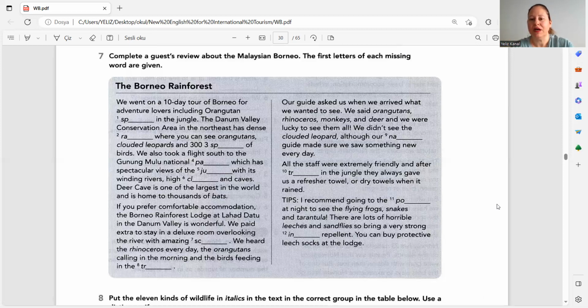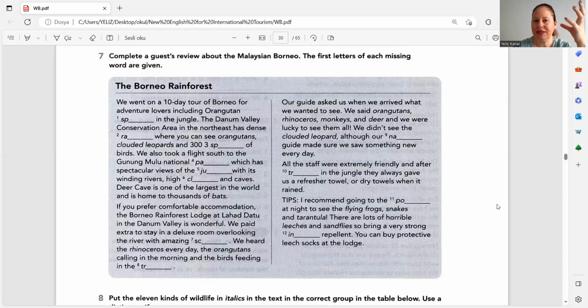Our guide asked us when we arrived what we wanted to see. We said orangutans, rhinoceros, monkeys, and deer, and we were lucky to see them all. We didn't see the clouded leopard, although our blah blah guide made sure we saw something new every day. Okay, although our blah blah guide, NA. Where are they exactly? That begins with NA.